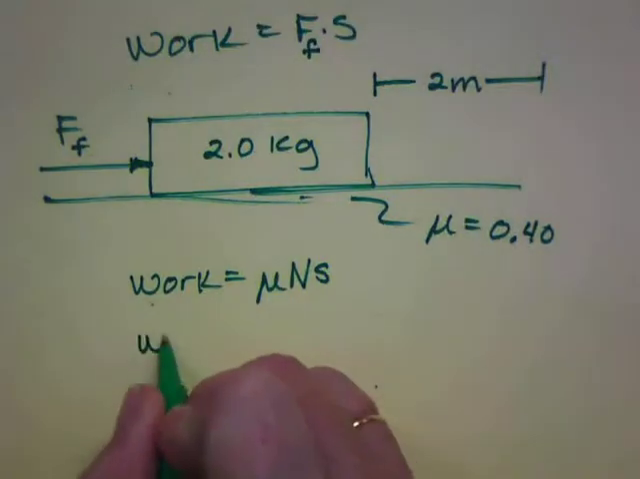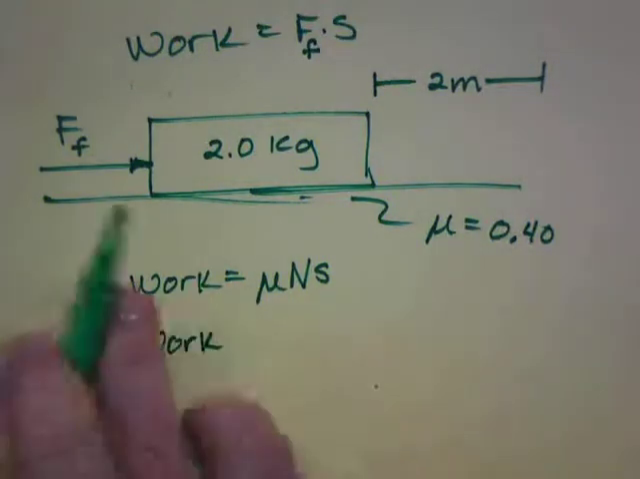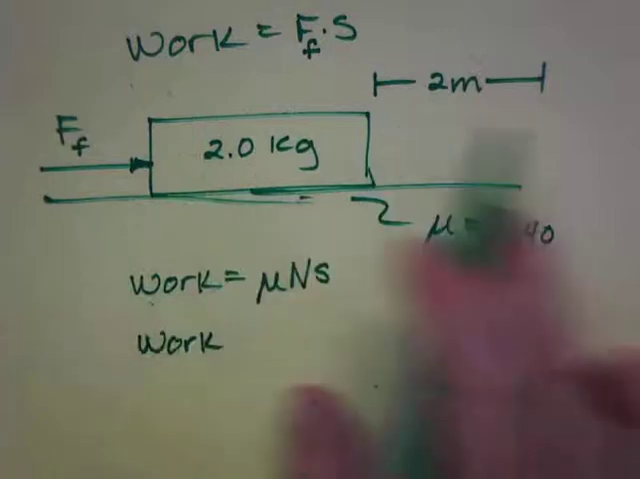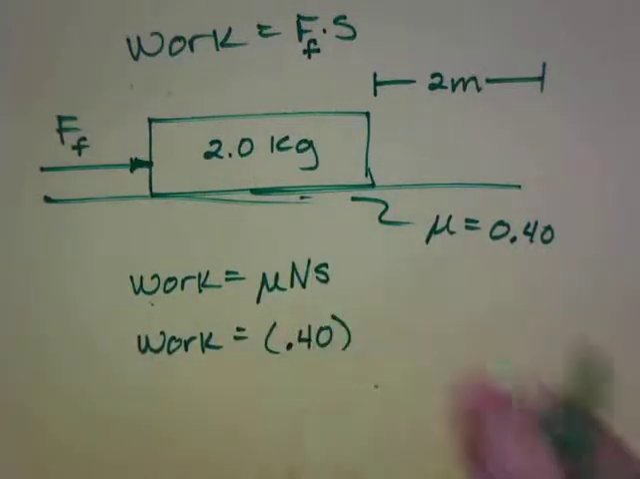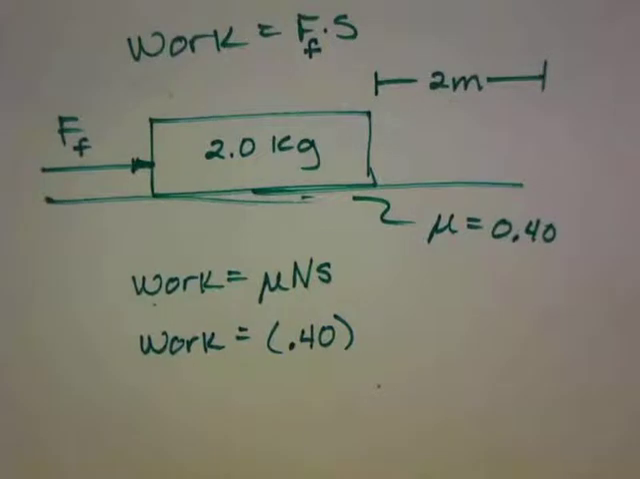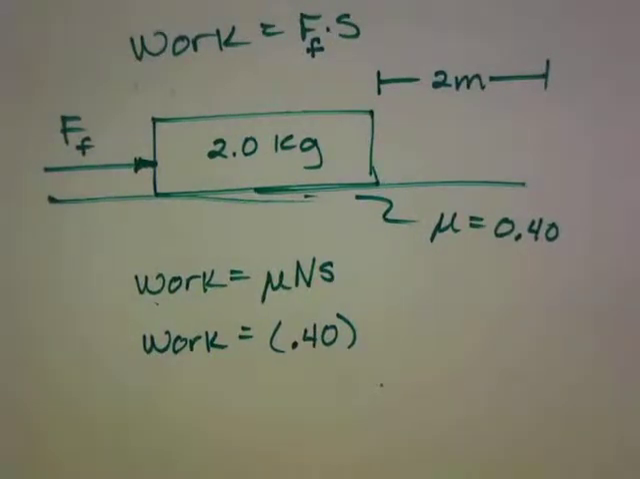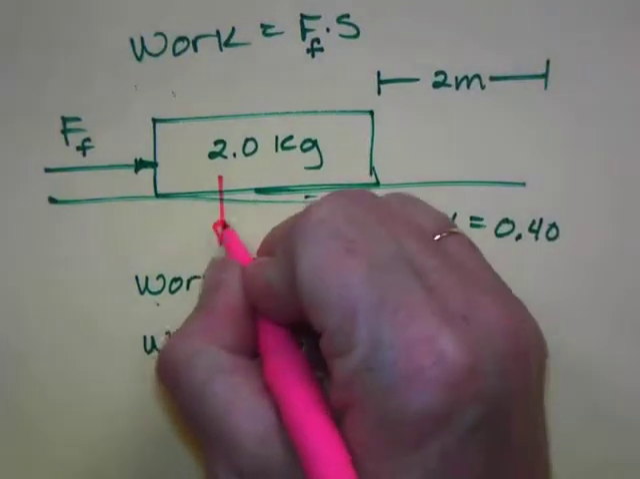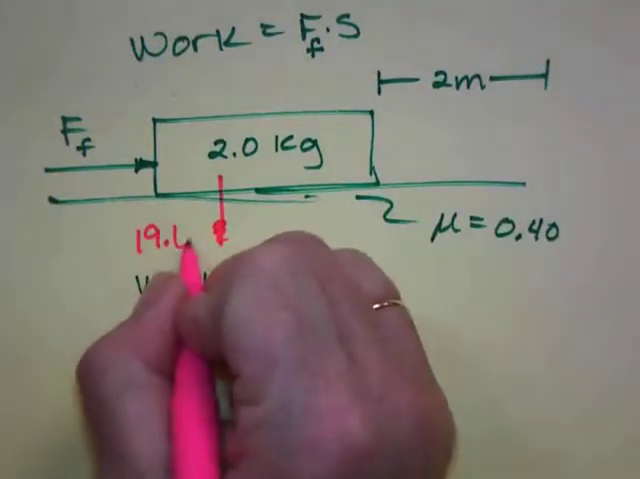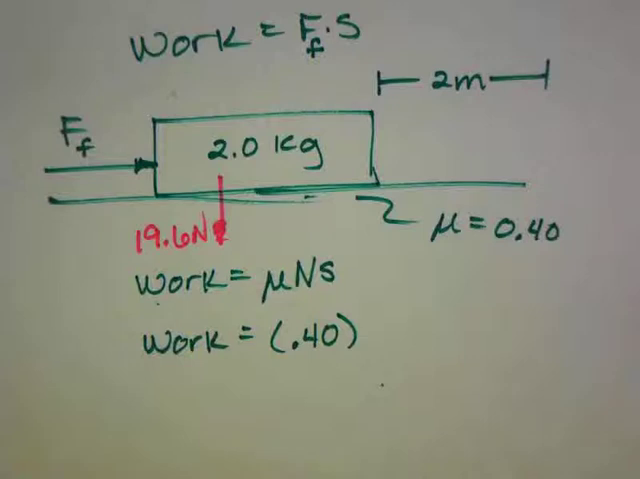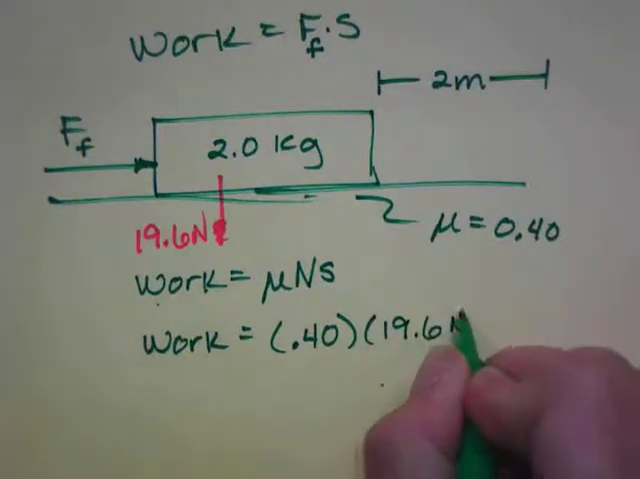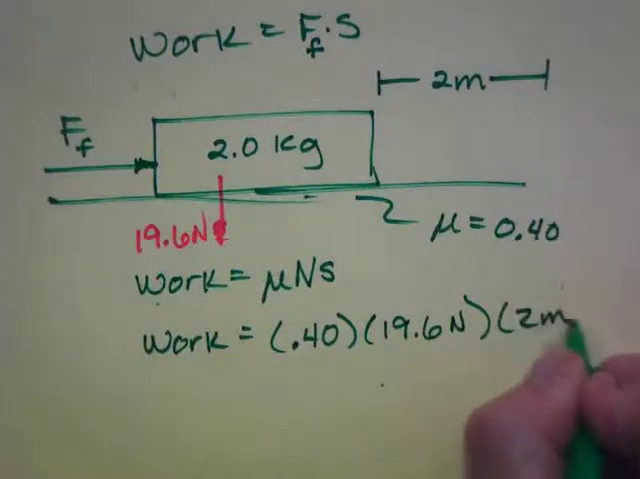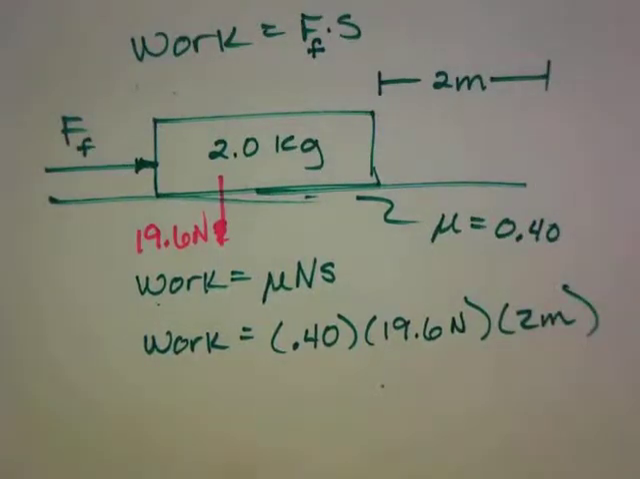So if we put the numbers in for this, the energy that it took to overcome friction and move this 2 kilogram block 2 meters would be mu times the normal force. What's the normal force in this picture? 19.6. That is correct. 19.6 newtons is the weight of the object. So 2 times 9.8. And the distance we pushed it was 2 meters.